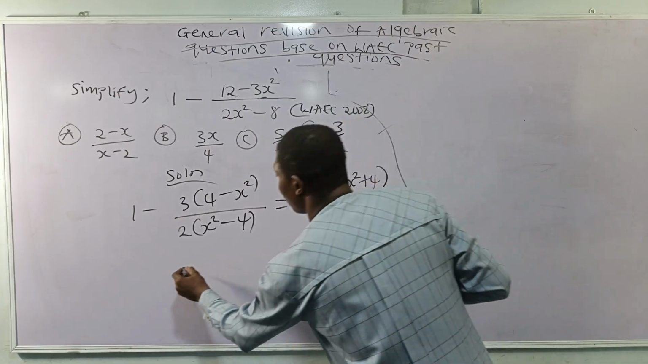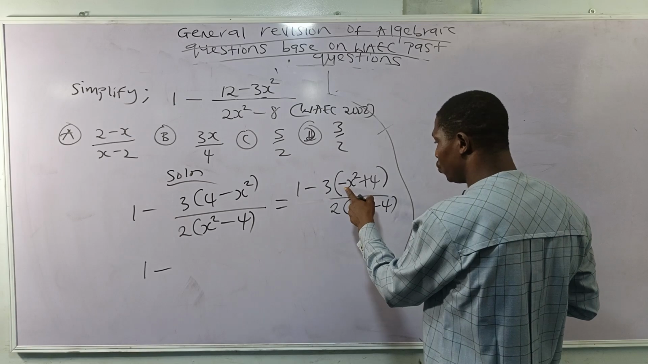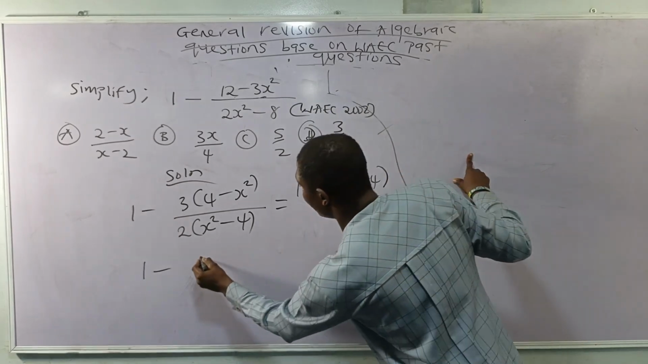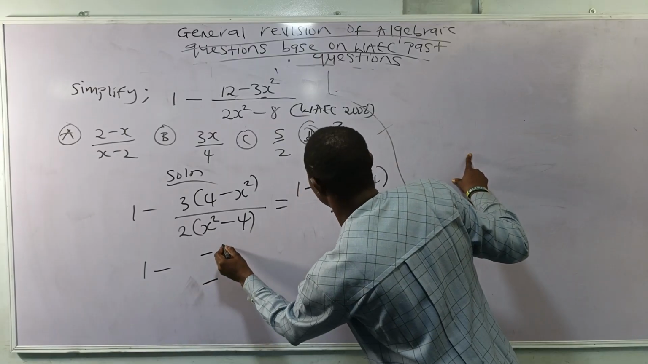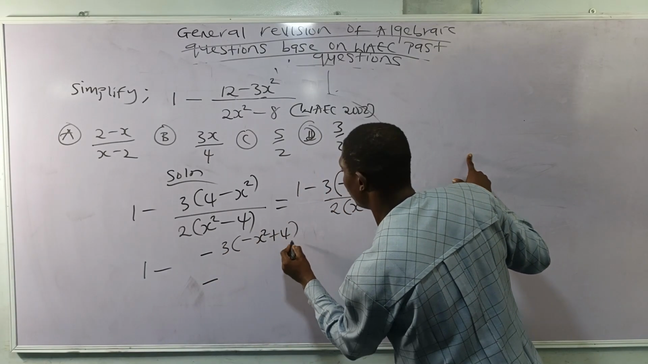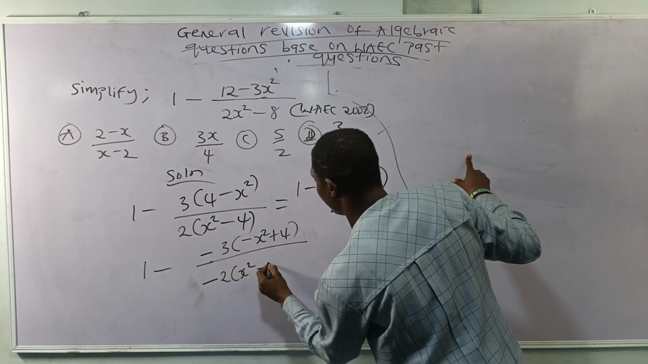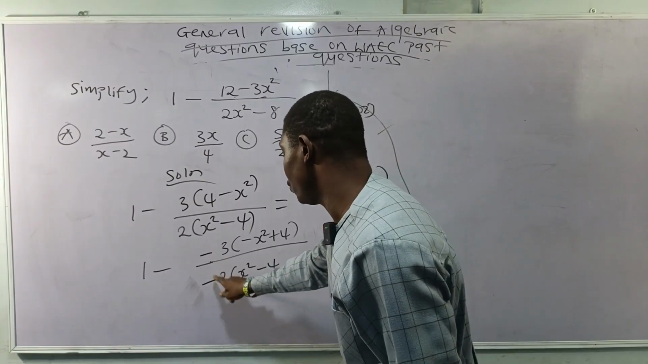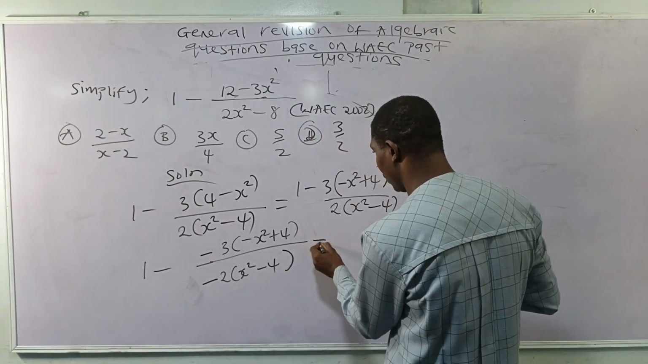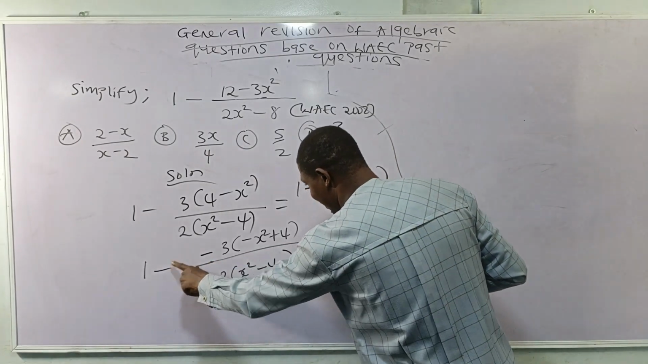4. So I have this as 1 minus, if I want these two brackets to be the same, I will introduce two negative signs for this side of the division. So I have negative, negative. This will give me 3 bracket minus a square plus 4, all over 2 bracket a square minus 4. I only introduce two negative signs. Negative, negative will bring it back to the same expression. And this will give me 1 minus as it is.